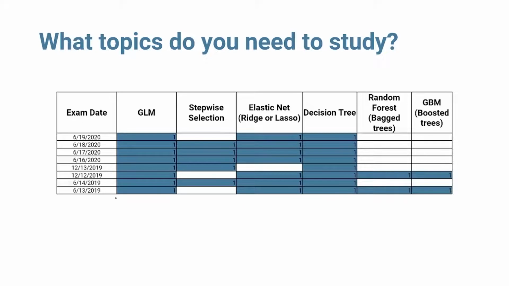Each row of this table is a sitting of the exam, going back to 2019. You can see that every version of this exam has contained a GLM as well as a decision tree. There are some variations. Sometimes you use stepwise selection with the GLM, and sometimes you use regularized regression. Bagging and boosting, or random forests and GBMs, have only appeared in December of 2019 and on June 13th of 2019. So if you need to focus on topics, first learn the GLM and the decision tree.